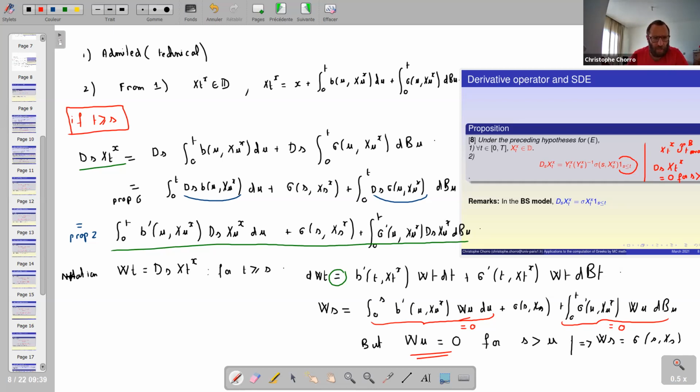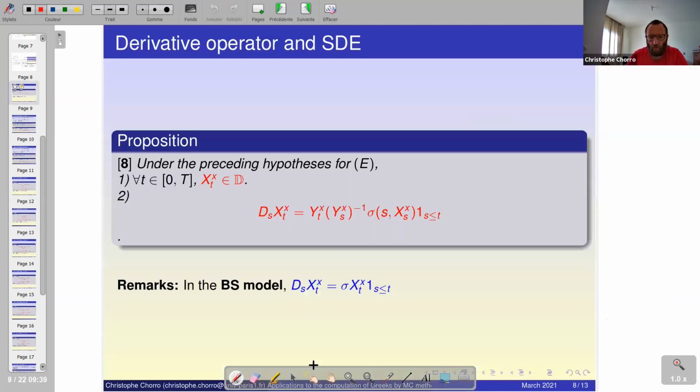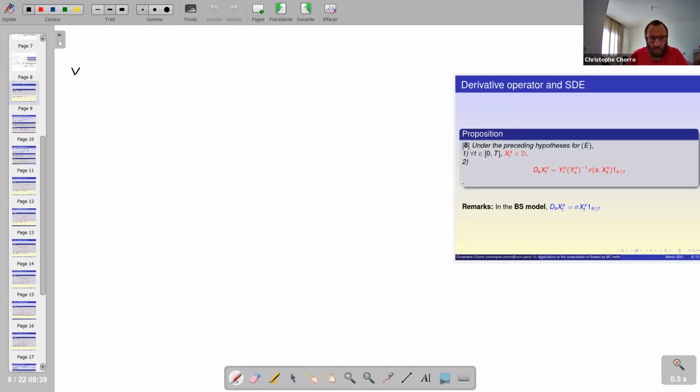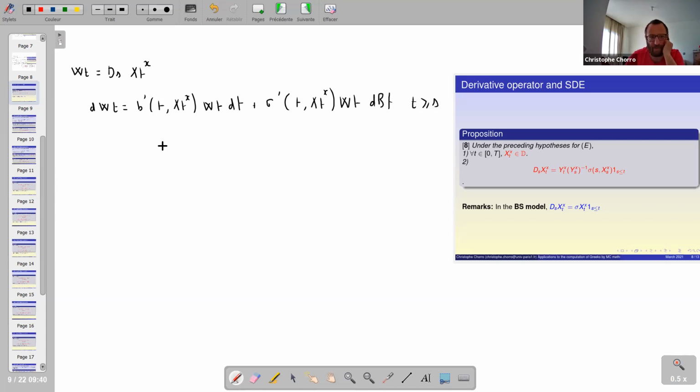So if I summarize what I have obtained, if I denote by Wt the ds of xt of small x, I have that dWt is equal to b prime t xt of x Wt dt plus sigma prime t xt of x Wt dBt for t greater than s, and that Ws is equal to sigma s xs of x.